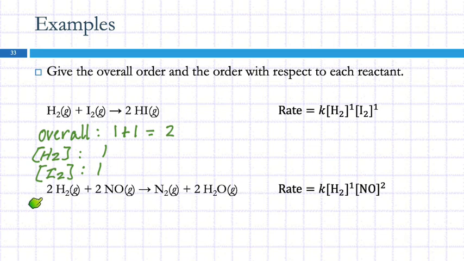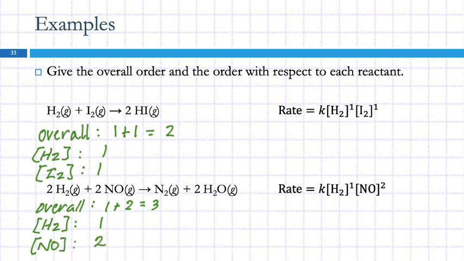There's one down here. 2 moles of hydrogen plus 2 moles of nitrogen monoxide forming some products. This is the rate law. What's the overall order? 3. It's 1 plus 2, which equals 3. What's the order with respect to hydrogen? 1. And the order with respect to NO is 2. It's all caps, right? That's yelling? No! It's one of my favorite compounds.